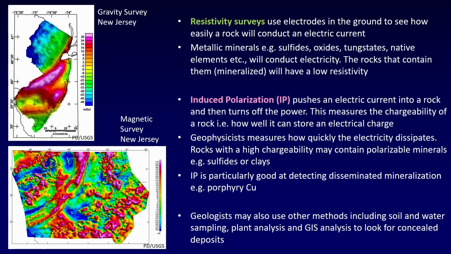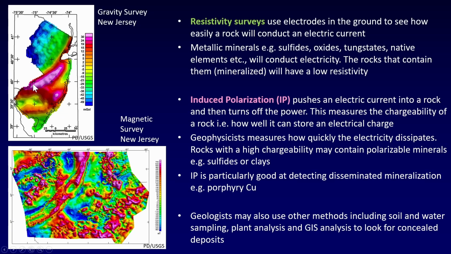So if we look at these two surveys over here, you can see we have a gravity survey of New Jersey. Now, this is quite a coarse survey, so you're covering quite a large area. But straight away, you can see based on the gravity survey, you clearly have rocks here and here that have a higher gravity signature, and you obviously have rocks over here that have a lower gravity signature.